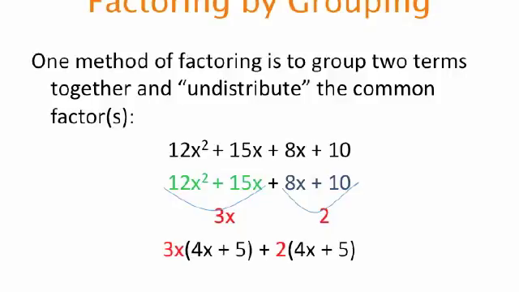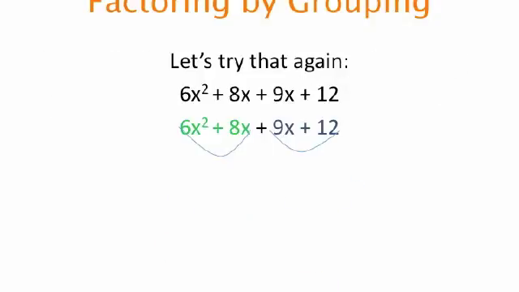So we write 3x times the quantity, what's left when we divide 3x out of those 2 terms, 4x plus 5. Then we write the plus 2, and what's left when we divide 2 out of those 2 terms, 4x plus 5. Now you'll notice 4x plus 5 is a common factor in both terms, so we write that out front, and then our second factor is whatever is left, the 3x plus 2.